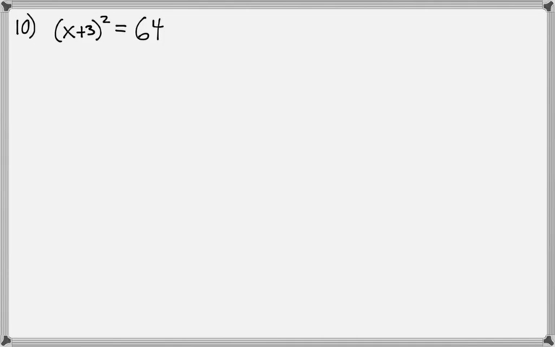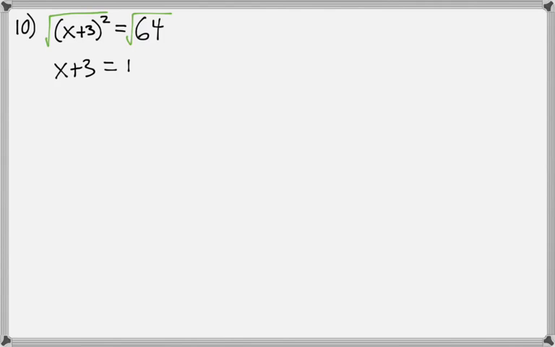On number 10, I'm trying to solve using the square root property. And it looks a little bit different because I don't have an x squared, I have an (x + 3) squared. But how I solve the problem is pretty similar. I'm just going to take the square root of both sides, and that will eliminate that square. And it'll leave me with x + 3.